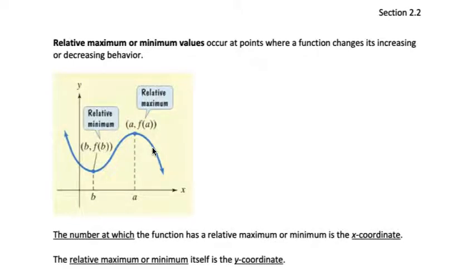Now, a couple of important things when you're doing problems about this. When the question asks for the number at which the function has a relative maximum or minimum value, that's going to be the x-coordinate. The relative maximum or minimum itself is the y-coordinate of that point.